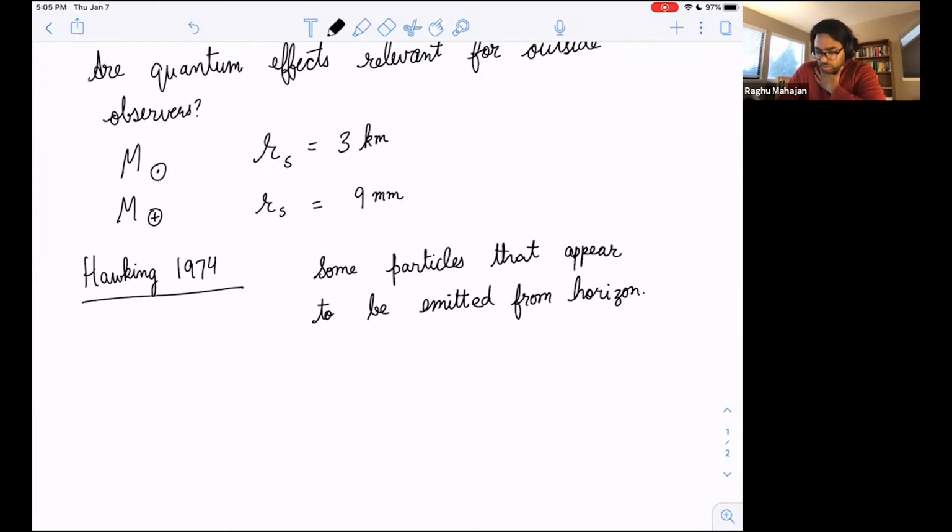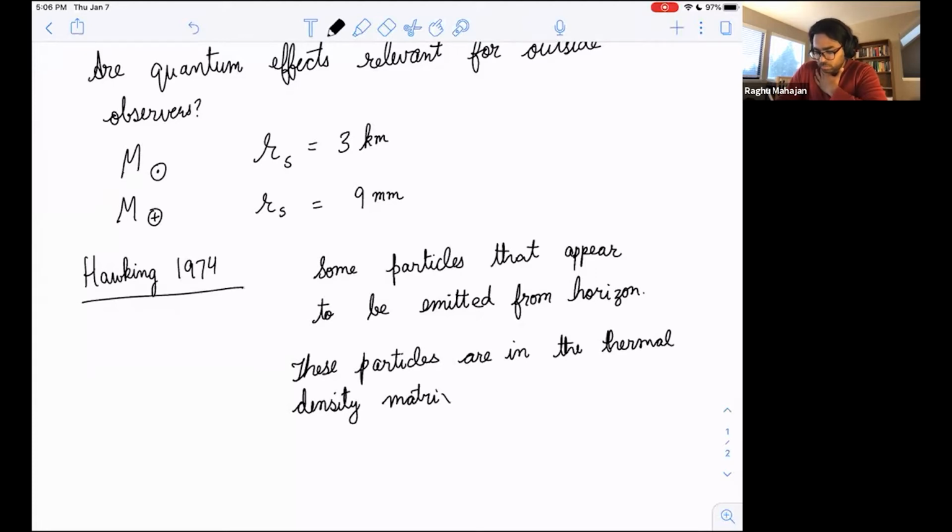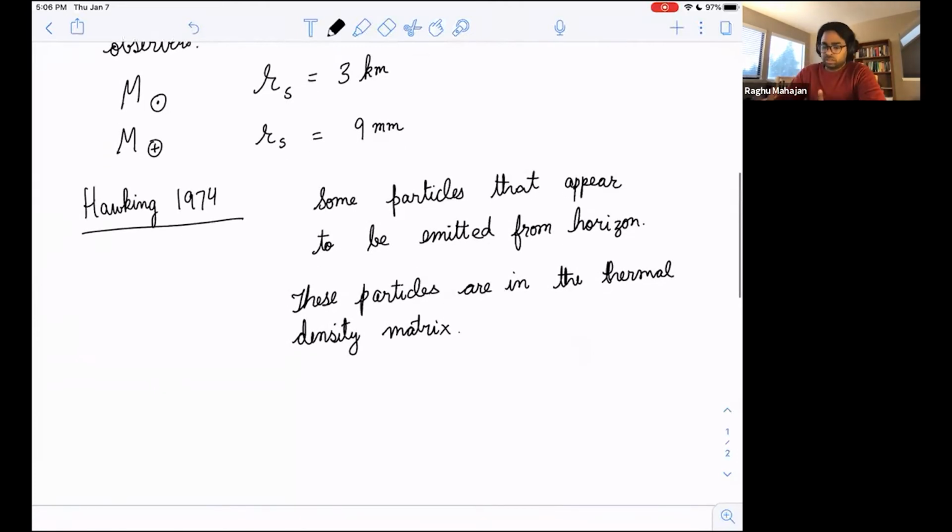But Hawking also derives the fact that these particles are completely in a mixed state, in the thermal density matrix. So the quantum state of the particles being emitted is a density matrix. It's not a wave function. It's not a wave vector. It's a mixed state. Okay, that's fine. But now imagine the back reaction.